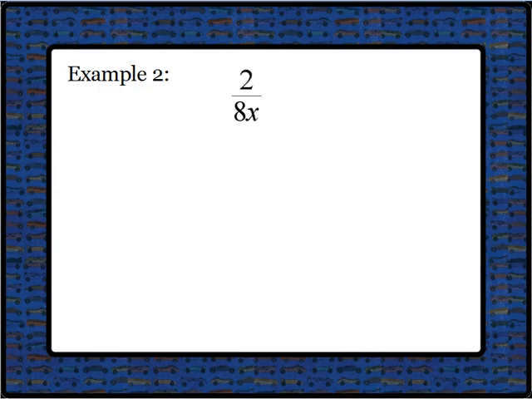Let's look at another example. I have 2 over 8x this time. Looks really similar to what we had before. But now this is a rational expression because I have an x or a variable in the denominator. Again, I'm going to take out what they have in common. Both of these numbers can be divided by 2. So when those 2's reduce out of the picture, I'm left with 1 over 4x.